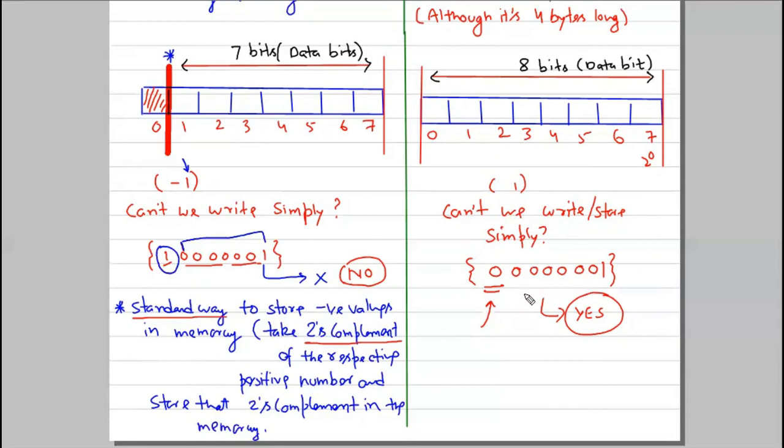For the positive, if it is 0, the computer will know which data type you have used, signed or unsigned. If it is unsigned, then it will not be considered as a signed bit. If it is a signed bit, then it will be considered, okay, this would be the positive number.